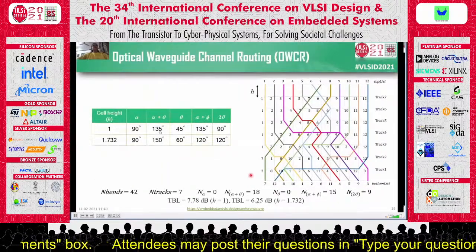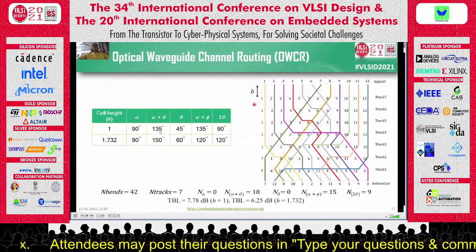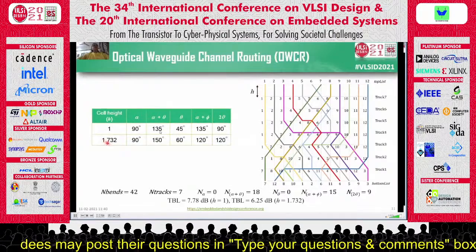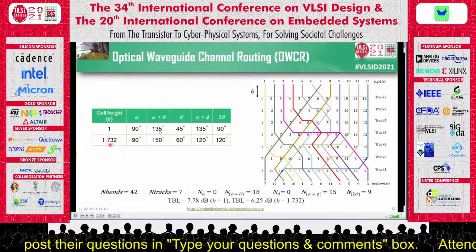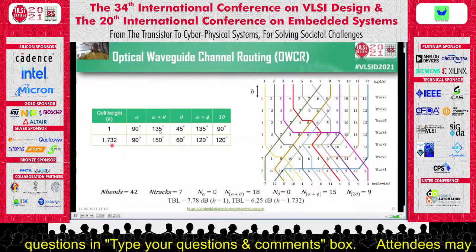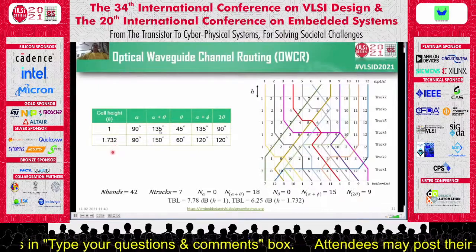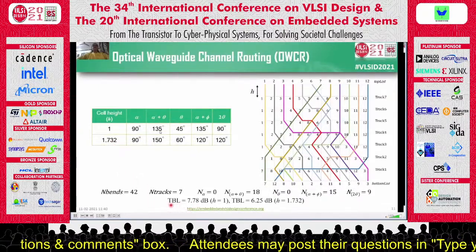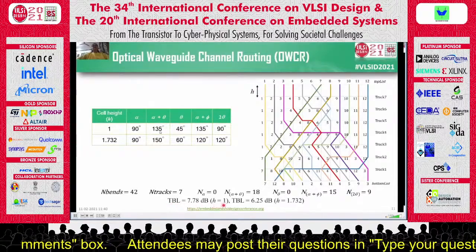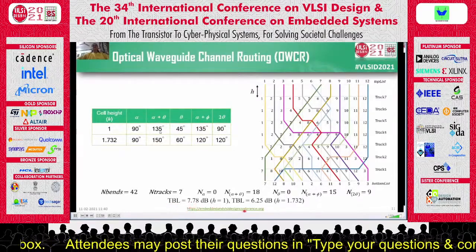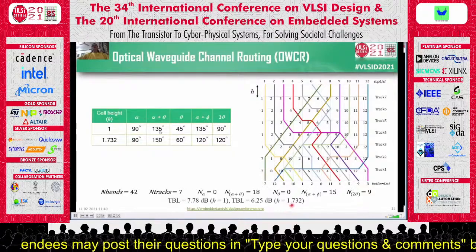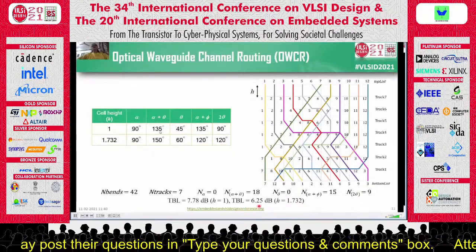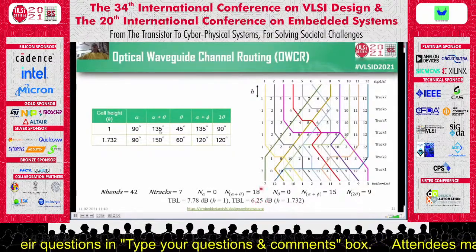Further, we varied the cell height h from 1 to 1.732, and we found that for a height of 1.732, the bend loss is significantly reduced. Here we can see from the result that TBL for a height of 1 is 7.78, and for a height of 1.732, it is reduced to 6.25 dB.